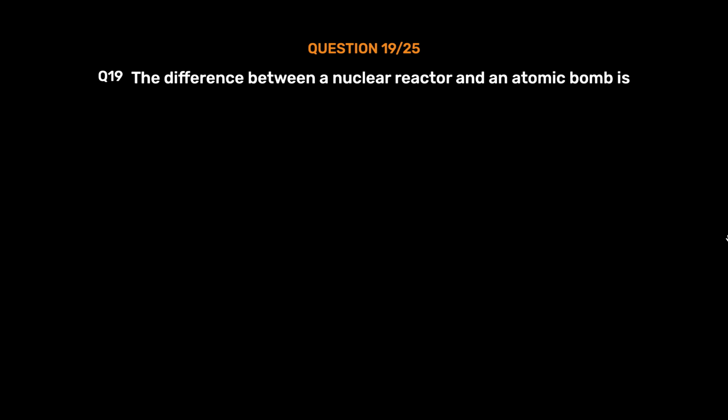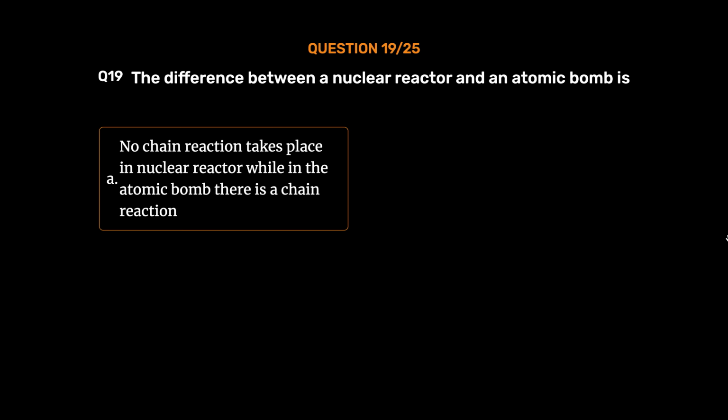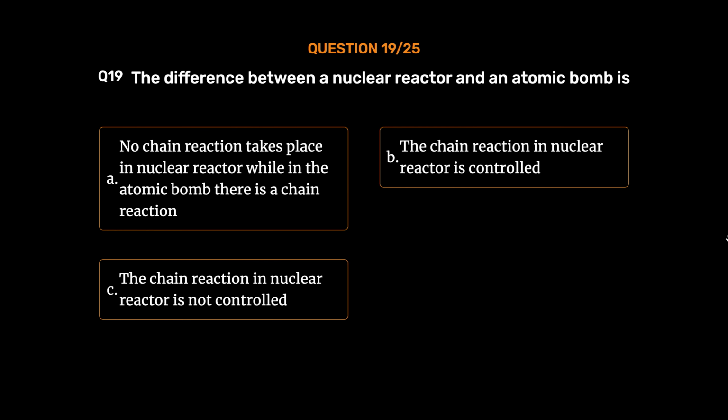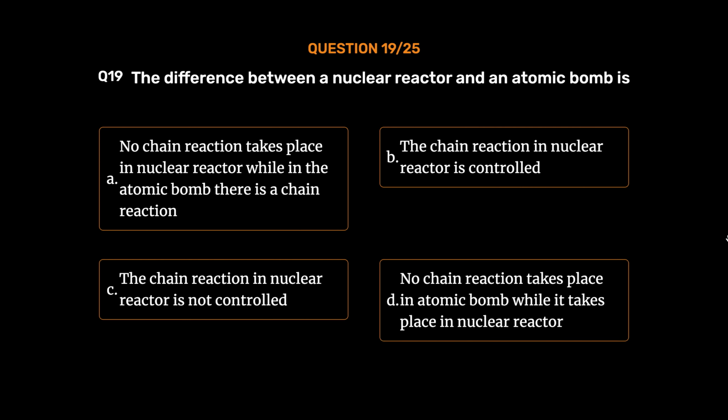Question number 19. The difference between a nuclear reactor and an atomic bomb is option A. No chain reaction takes place in nuclear reactor, while in the atomic bomb there is a chain reaction. Option B. The chain reaction in nuclear reactor is controlled. Option C. The chain reaction in nuclear reactor is not controlled. Option D. No chain reaction takes place in atomic bomb while it takes place in nuclear reactor. The correct answer is option B.